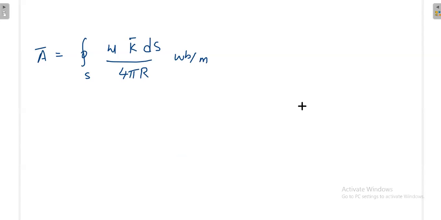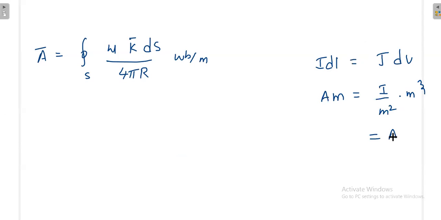And I dl can be replaced by J dv, as we saw in the first equation, because what is the unit of current? Ampere. Meter, what is the unit of this one? Ampere per meter square. This is meter cube. So both give ampere meter. You know that the current element value is ampere meter. So I dl can be replaced by J dv. Once you put J dv, it becomes a volume integral.